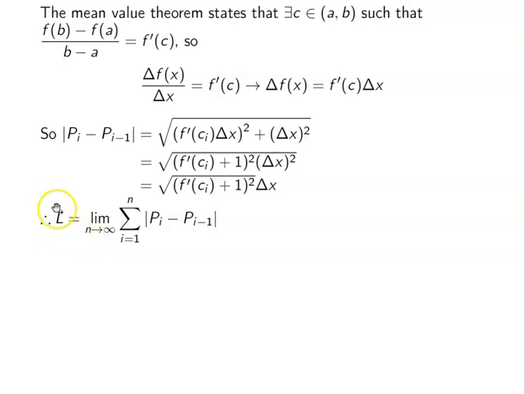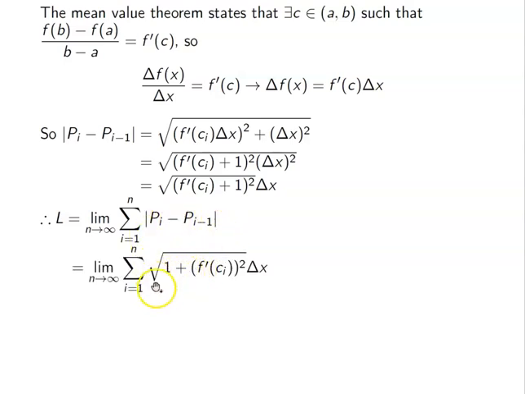So my line length is the limit as the number of points goes to infinity, and we sum up the distances between each two points, substituting in my function value. So I have the square root of 1 plus f prime of some ci squared times delta x. This turns into an integral, this turns into dx, and then I replace my function with f prime of x. Because as n gets really, really large, there are no points anymore since they're infinitesimally thin lines, so this is just x, every x value in this interval.